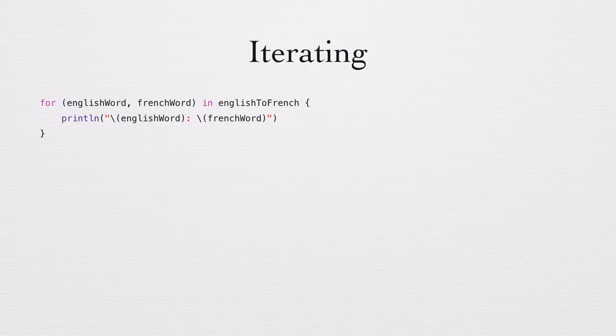For iterating over the elements of the dictionary, you may create a temporary tuple. In this case, we create a tuple with 2 values. Both are inferred to be of type string. Why? Because both elements of englishToFrench are of type string.